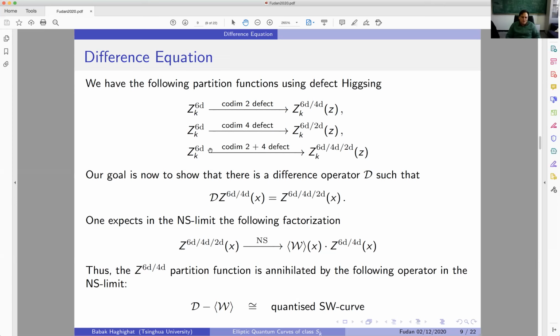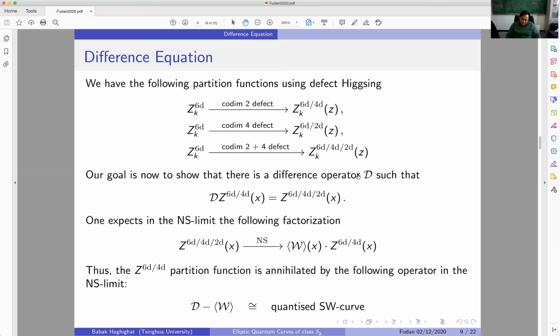Moreover, this is what we have not considered so far. We can add codimension 2 plus 4 defects. So we have a coupled 6D, 4D, and 2D system. And this is actually what turns out to be crucial, but we don't need to compute this, in fact, because this thing will simplify.